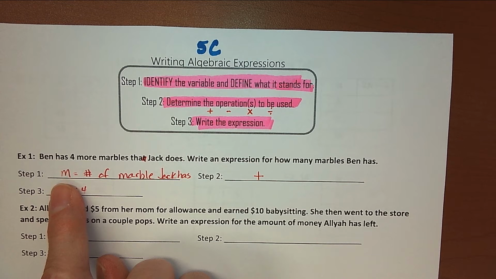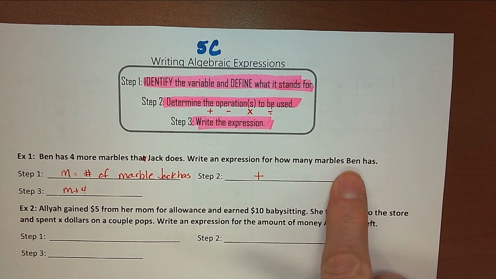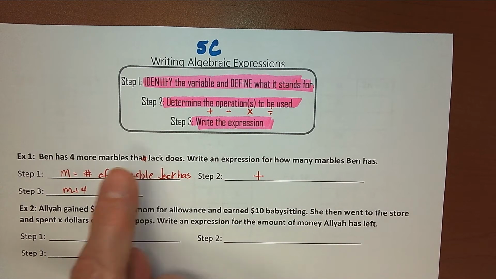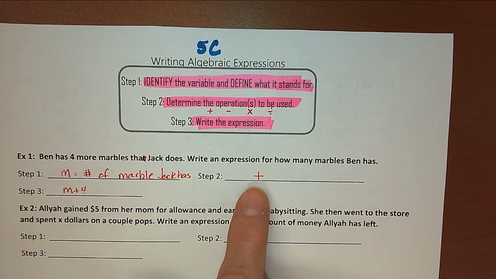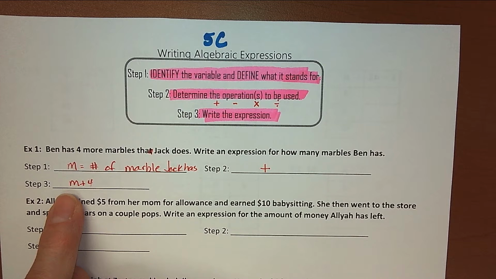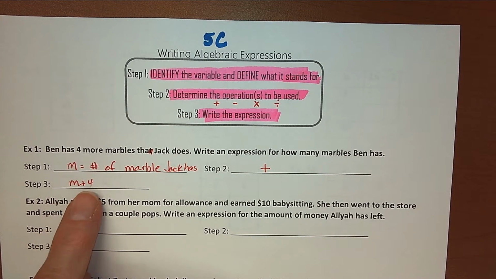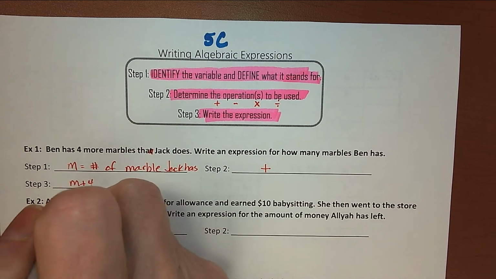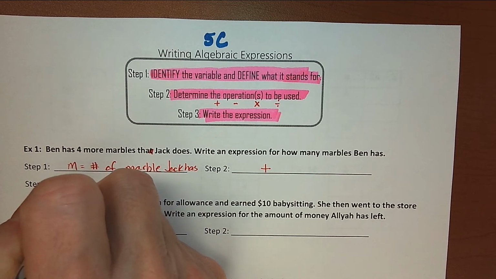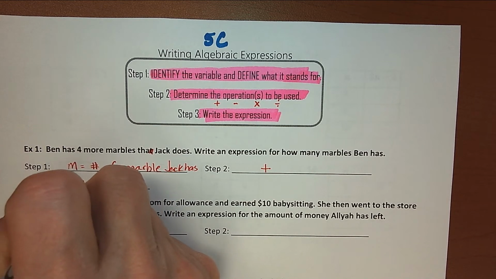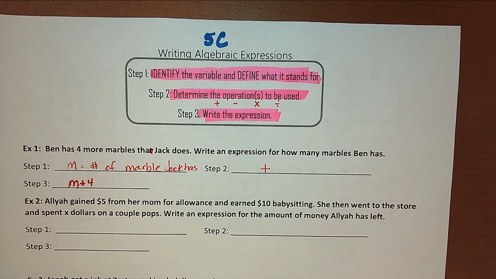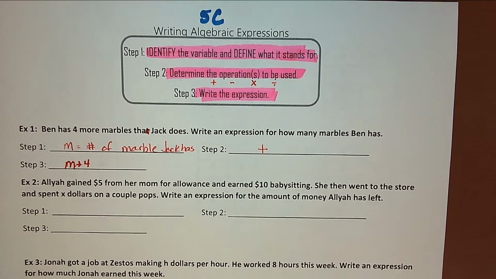That's our variable. In order to figure out how many Ben has, we would have to take Jack's and add 4. So the operation we'd be doing would be addition. And then the expression that we would need to figure out Ben's marbles would be M plus 4. Once we knew how many marbles Jack had, we could add 4 to them, and we would be able to know how many Ben had. Alrighty, let's look at the next one.